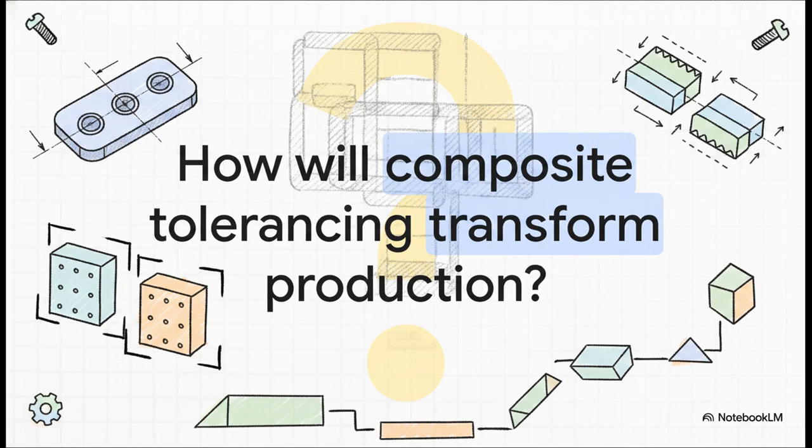If GD&T is ultimately about defining true functional intent, how will separating your overall pattern location from your internal pattern refinement transform the manufacturability of your next design?